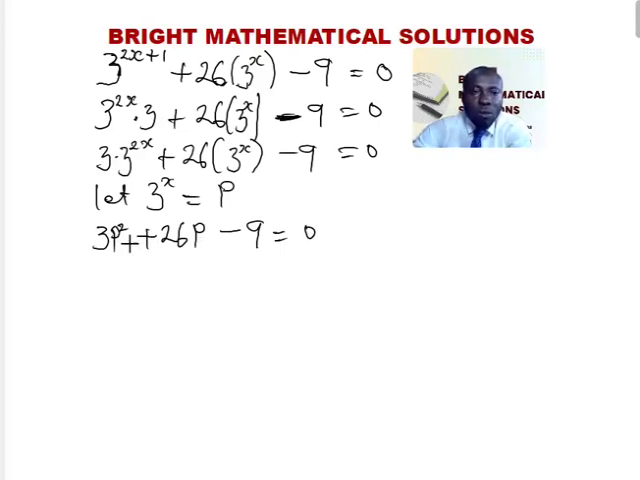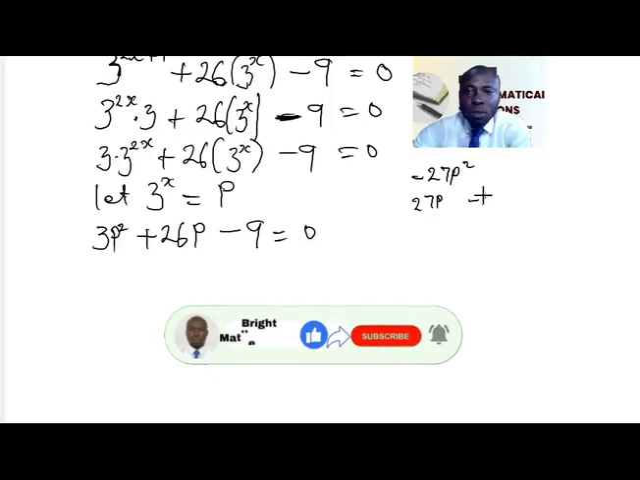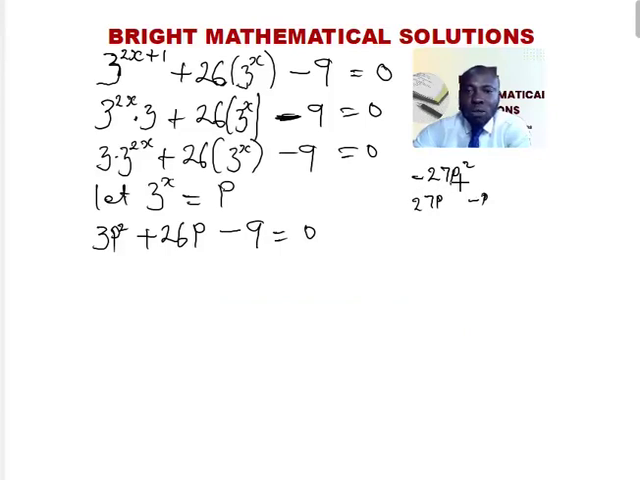But for me, I'm going to multiply 3p squared by minus 9, and that gives me minus 27p squared. Now I'm going to look for the factors of minus 27p squared such that when I add them together, they give me 26p, and that will lead me to 27p and then minus p. 27p multiplied by minus p gives me minus 27p squared. 27p minus p will give me 26p.